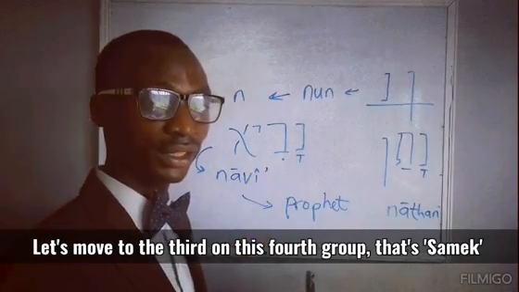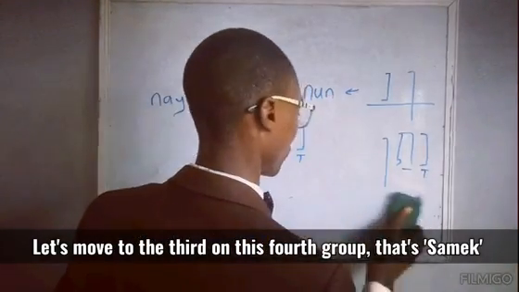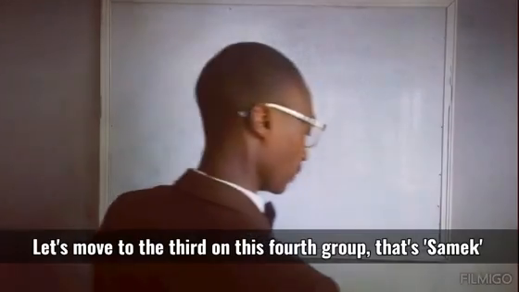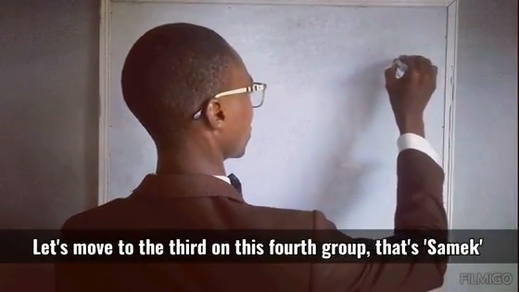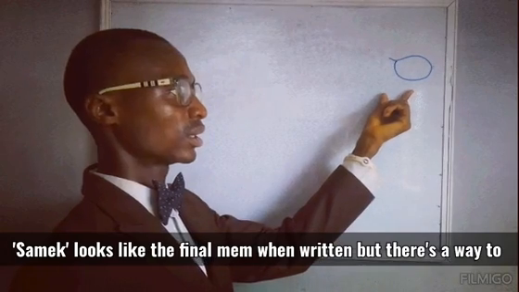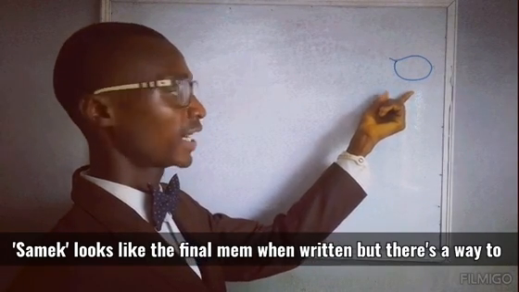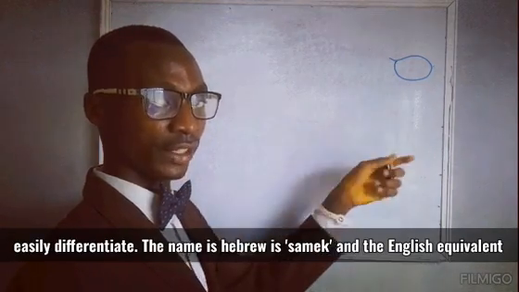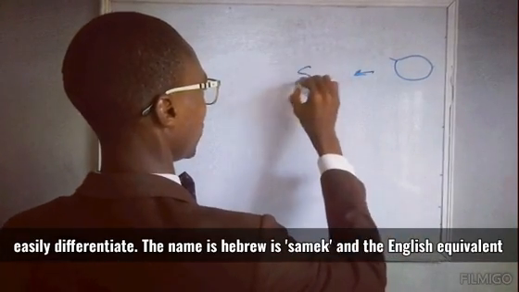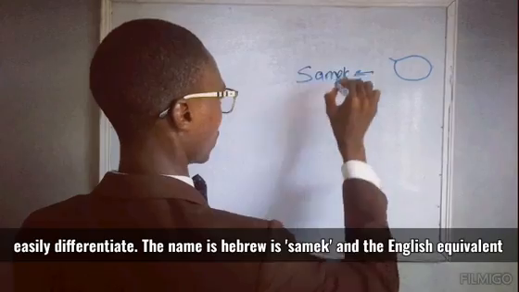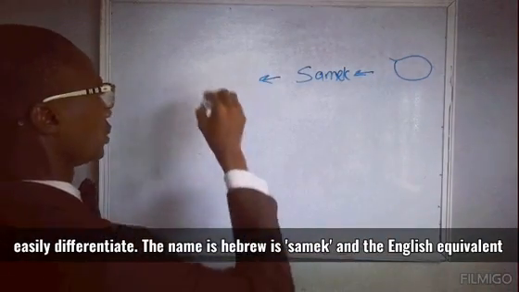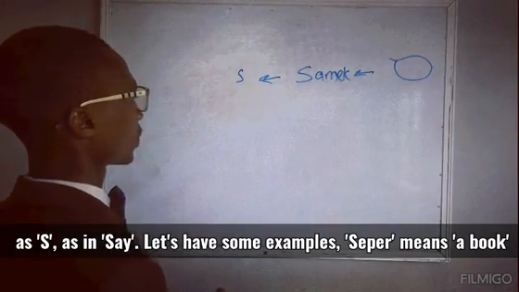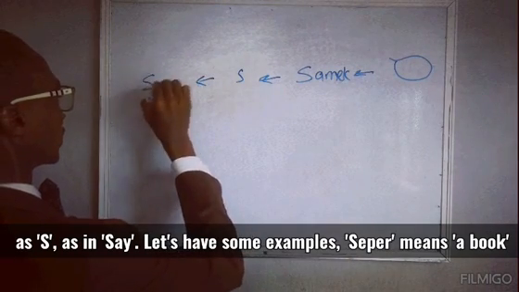Let's move to the third letter in this fourth group, and that is Samek. Samek looks like the final Mem when written, but there's a way we can easily differentiate. The name in Hebrew is Samek, and the English equivalent is S, as in say.